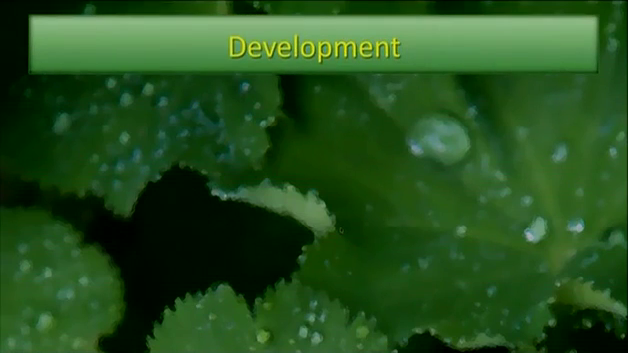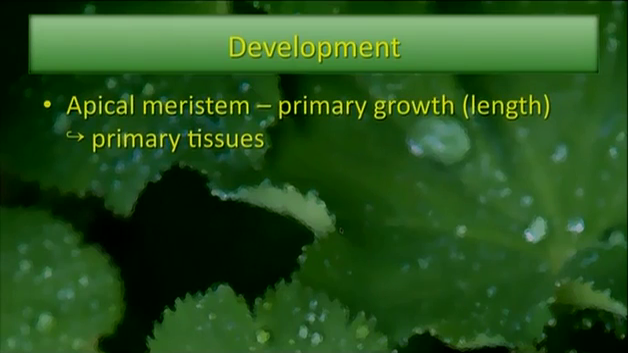Now we're going to talk about the development in plants. So first of all, we have the apical meristem. We just talked about that. Do you remember where the meristem is? Remember that a meristem is tissues where cells are actively dividing, right? And the apical meristem is at the tips of roots and at the tips of shoots, right? And they allow for primary growth or growth in length.